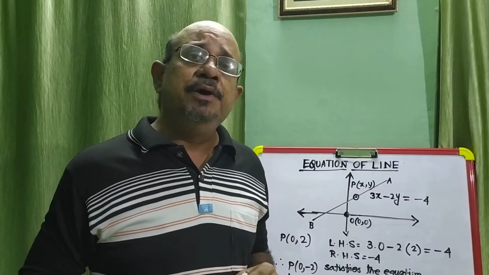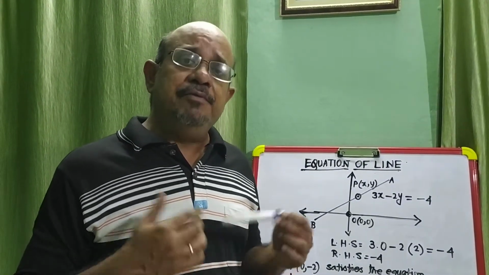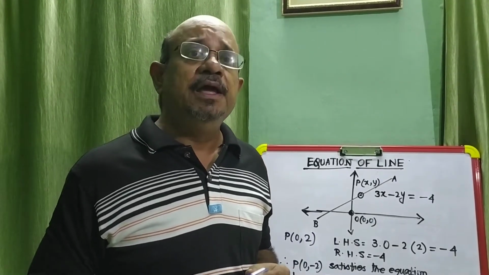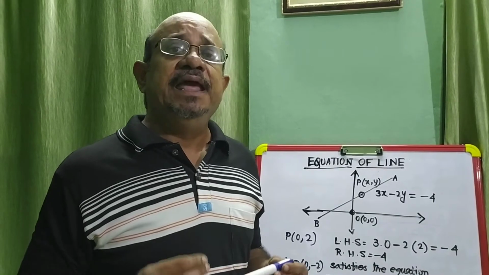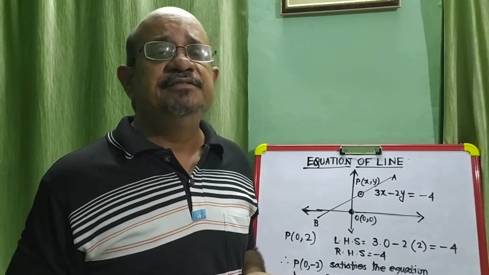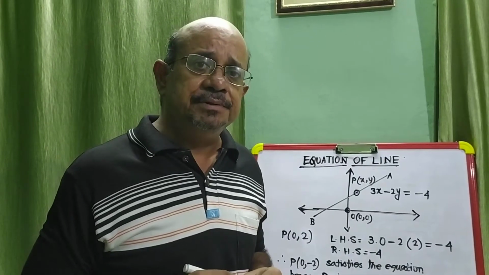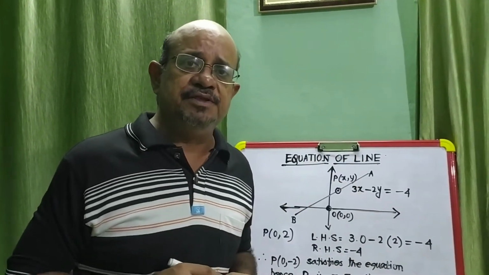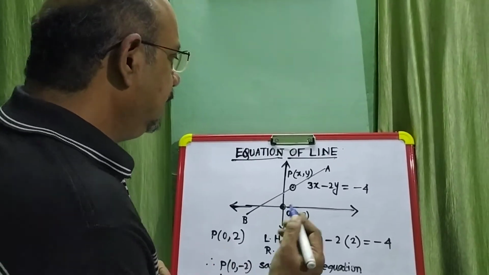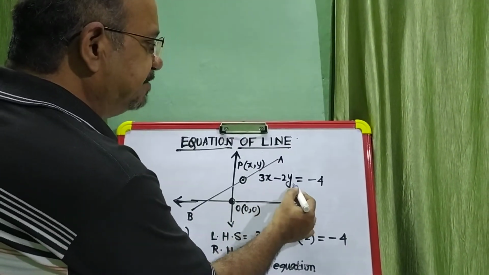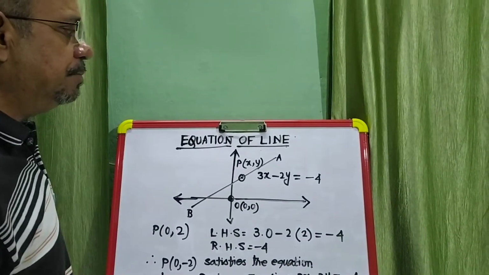Well, equation of a line is a relation between the x-coordinate and the y-coordinate of a point such that every point on the line satisfies that relation. Let's take an example. Have a look at the example which is here. Here is a line AB whose equation is 3x minus 2y is equal to minus 4.